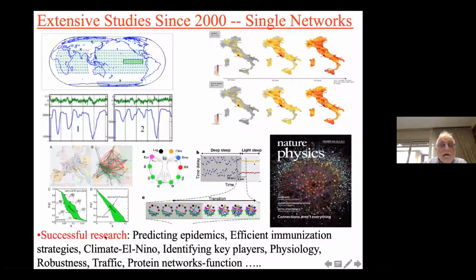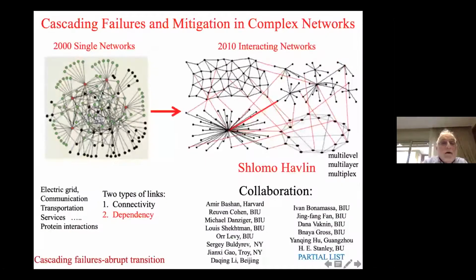So we have a lot of successful research on single networks, like predicting epidemics, efficient immunization strategies, climate, El Nino, which I told you about, identifying key players, physiology, as I showed you, and robustness of networks. We also have very nice, very useful results for traffic, to understand traffic in a city, protein network function, and many, many others. So the question is, if we can use a single network for so many phenomena, why do we need a network of networks? And this is what I'm going to try to explain.